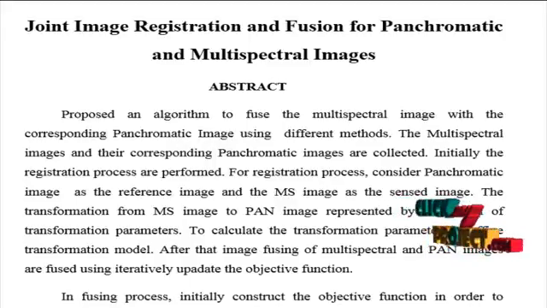The fusion uses an iteratively updated objective function. In the fusing process, we initially construct the objective function. In order to improve the fusion quality, we analyze it by estimating the Ergas index with the help of the resolution of the high resolution pan image and the low resolution MS image. When the Ergas index obtains the minimum value, the corresponding transformation parameters are the solution of the joint optimization process. This estimation of the objective function is performed by an iterative optimization algorithm.